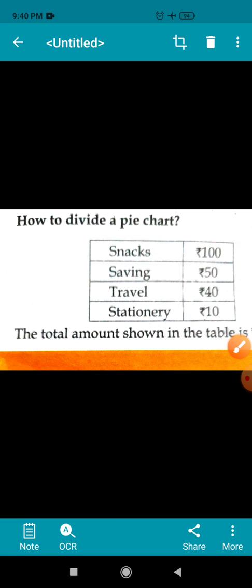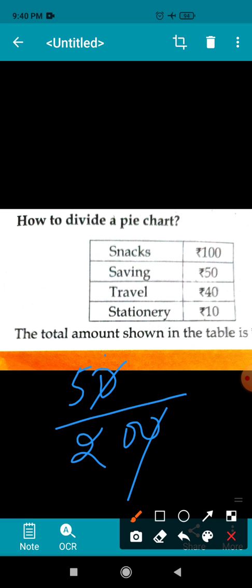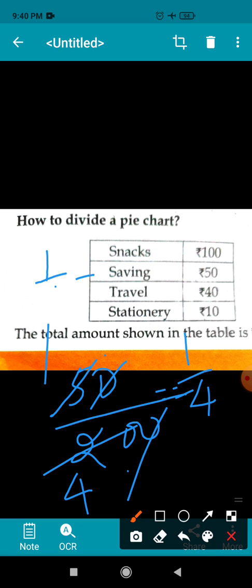Similarly, you can calculate and find out which part of the circle shows saving. For that, what will you do? You will divide 50 by 200. Ones place has 0, ones place has 0, cancel. 5 upon 20 will be divided by 5. 5 divided by 5 is 1. 20 divided by 5 is 4. It means 1/4 part of the circle will represent saving.